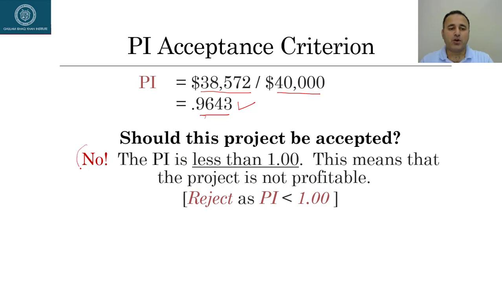Now, should we accept the project or should we reject it? We cannot accept the project, it will be rejected because the profitability index is less than 1. So the acceptance criteria: we accept if PI is greater than or equal to 1. And if it's less than 1, we reject that project.